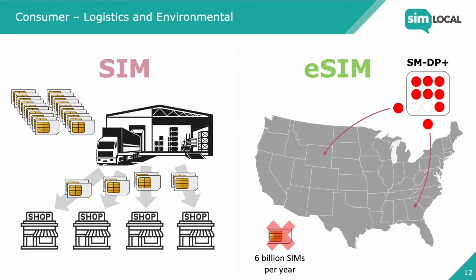In the eSIM world it's very different. The eSIM profiles are generated, then stored on a central back-end server called an SMDP+, which is operated by the network operator. Then, as required, these profiles are delivered by the SMDP+ to any mobile device anywhere in the country of operation, or even worldwide for the larger operators. And then there's an environmental saving because at the moment 6 billion SIM cards are produced every year. When eSIM is prevalent, all of that waste disappears.